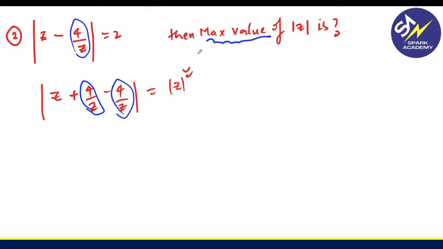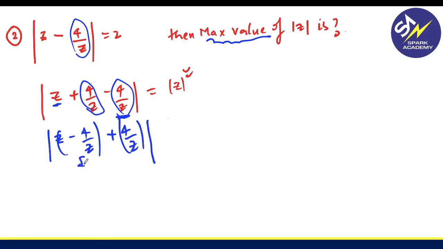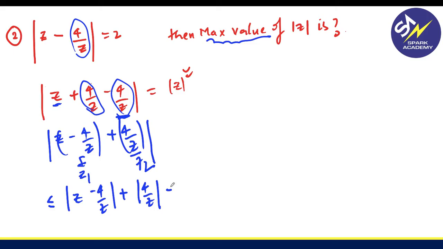So whenever we get the maximum type, whatever is given in the question, we have to write it in that format. Now we know z minus 4 by z, right? So what I can do is, this I can write as z minus 4 by z plus 4 by z. So this is like some z1 now. This is like some z2 too. So how do we write this now? This you can write as less than or equal to mod of z minus 4 by z plus mod of 4 by z. That is given as equal to 2.